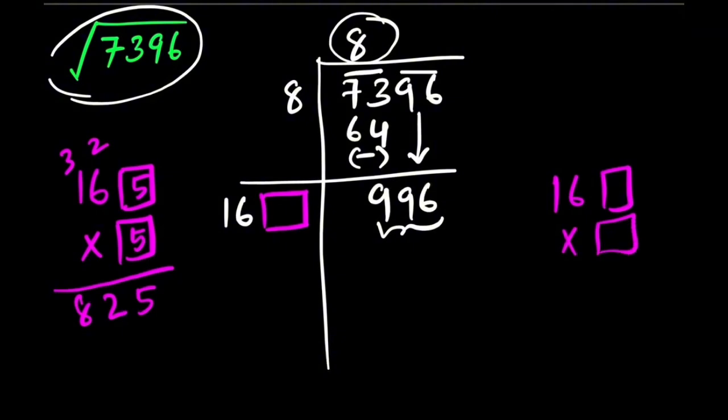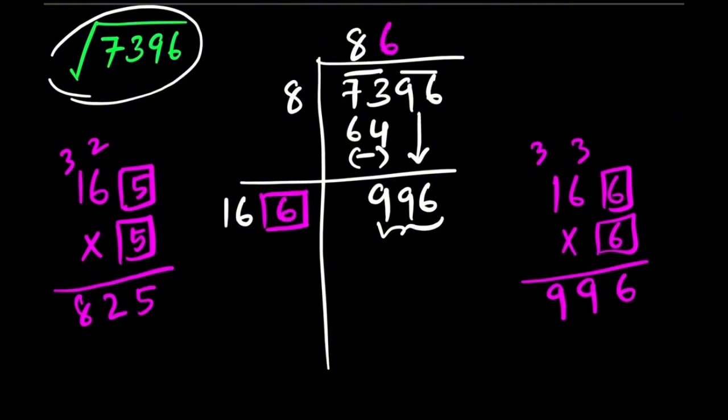16 box times box. So let's try with 6. 6 times 6 is 36. 3 carry. 6 times 6 is 36 plus 3 is 39. 9 goes here and 3 will be carry. 6 times 1 is 6 plus 3 is 9. So the number in the box is 6. And then the same number should go in the quotient, that is 6.